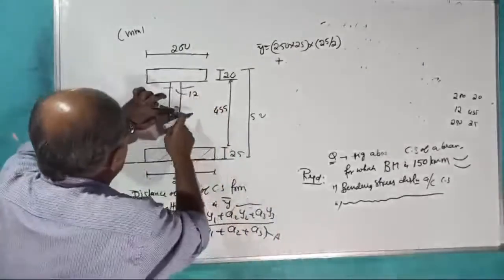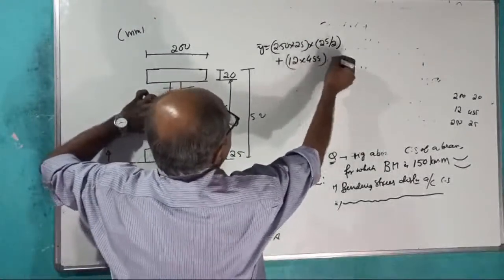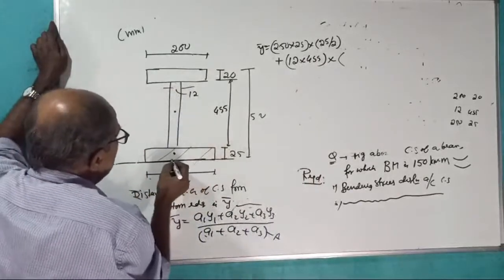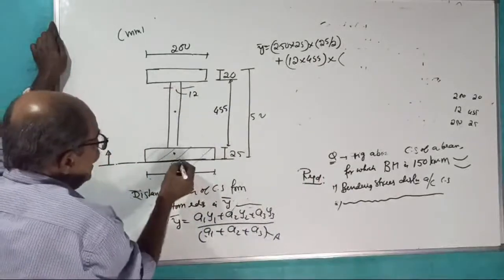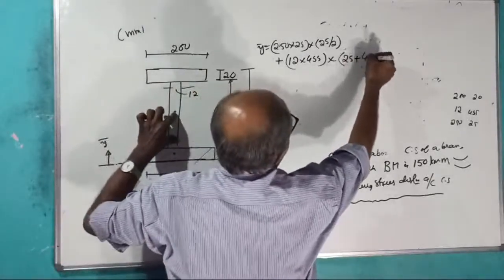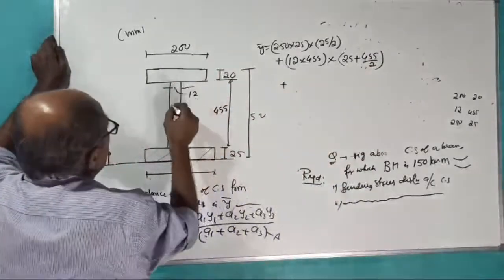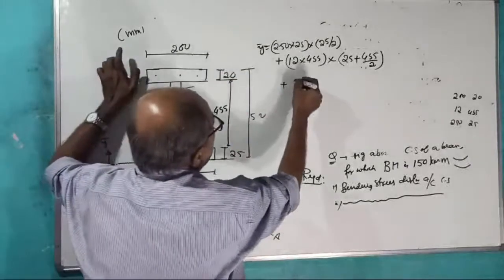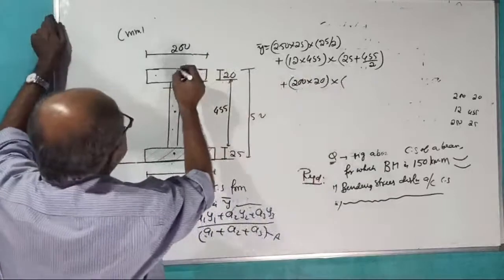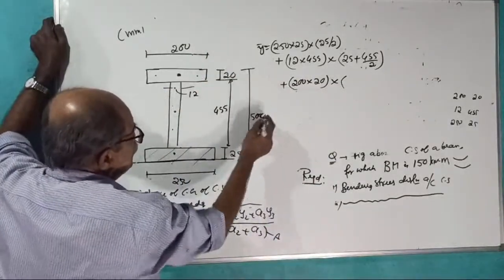Start. Area of figure 2, 12 into 455, into distance of its CG from here, this distance, 25 plus half of 455, plus this area 200 into 20, into distance of its CG from here. You can directly do it. How? Don't go this way.